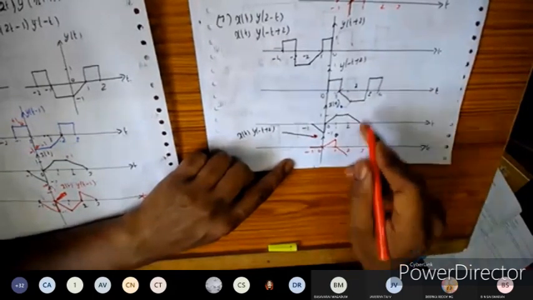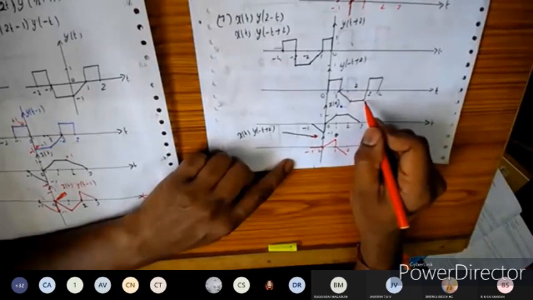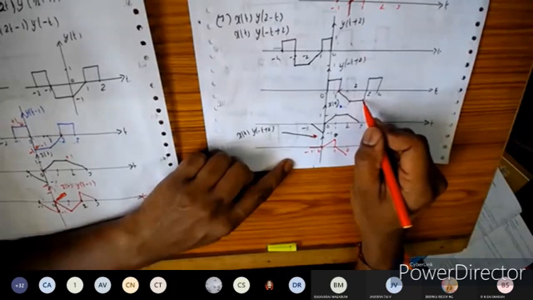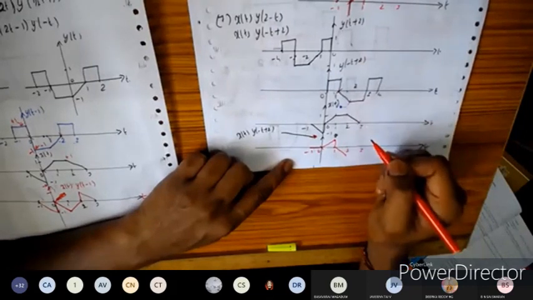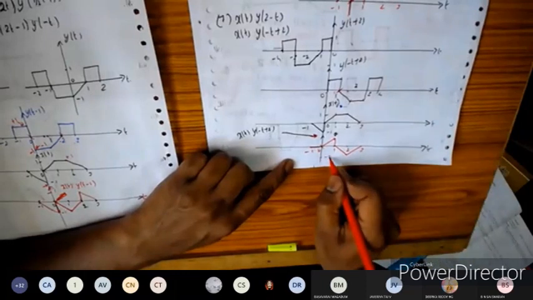Okay. So next, at t is equal to 3. At t less than 3, we can take it as minus 1 here. At t exactly equal to 3, it is 0. Minus 1 multiplied by 0 will be 0 that we get here. The waveform will be like this.